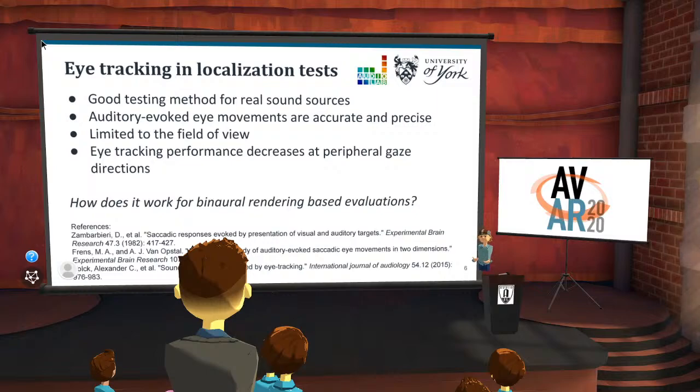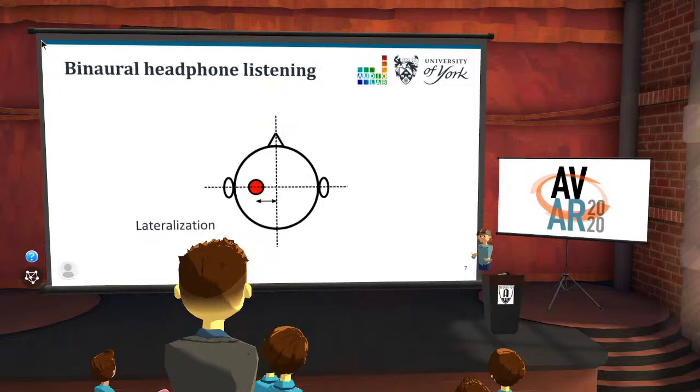And with video-based eye trackers, there is a significant performance decrease at the peripheral gaze directions. So let's go to another question. Can we use eye tracking in binaural-based evaluations, where we do not have real sound sources, but we use some sort of virtual acoustics or filtering?